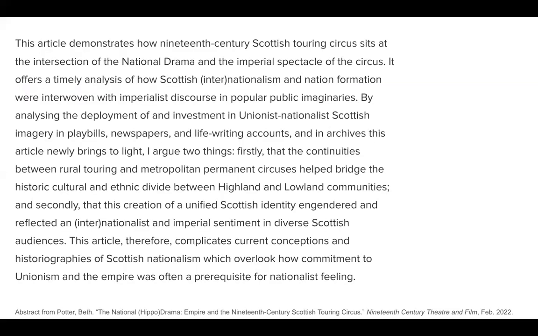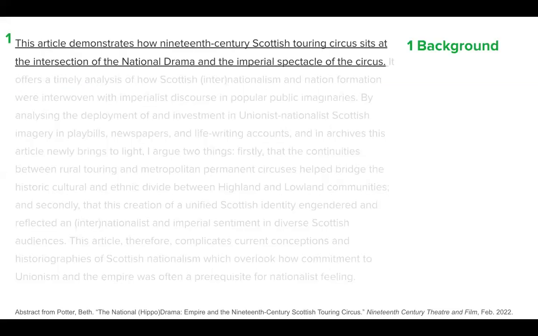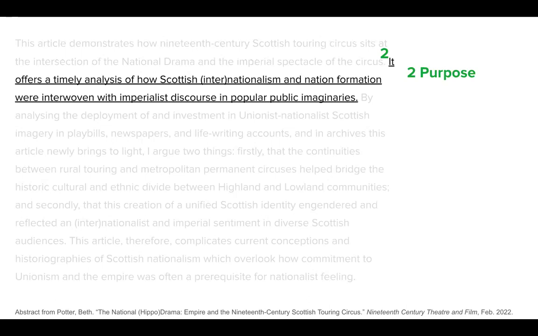Same deal, real abstract. Same deal, introductory statement, letting us know the lay of the land. We're looking at 19th century Scottish touring circus. We're looking at national drama and imperial spectacle. The purpose of this research is becoming very clear. We're looking at Scottish internationalism and nation formation so that we can understand more about imperialist discourse.